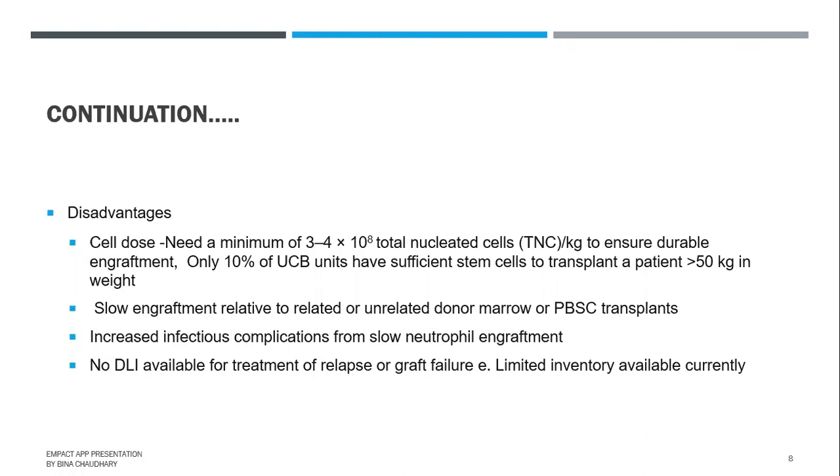Because of that, we can't give it to every patient. There is also slower engraftment compared with a related or unrelated donor, and it increases infectious complications from slow neutrophil engraftment, because delayed engraftment increases infections. There is no availability of DLI, because if there is graft failure or relapse, there is no DLI. The inventory available is also limited currently, it's not that much.